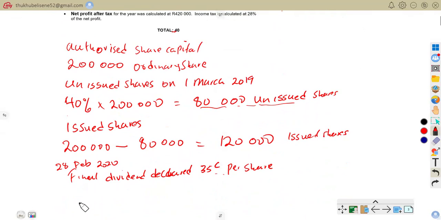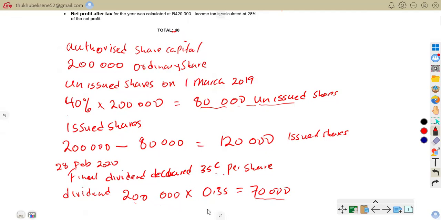For us to calculate that dividend, we are going to say 200,000 multiplied by 0.35. That is our 35 cents, which is now going to give us 70,000. 200,000 is what? Our ordinary share capital. So we are saying 35% of this authorized share capital. Those are the final dividends that were declared per share. So we are going to get 70,000.